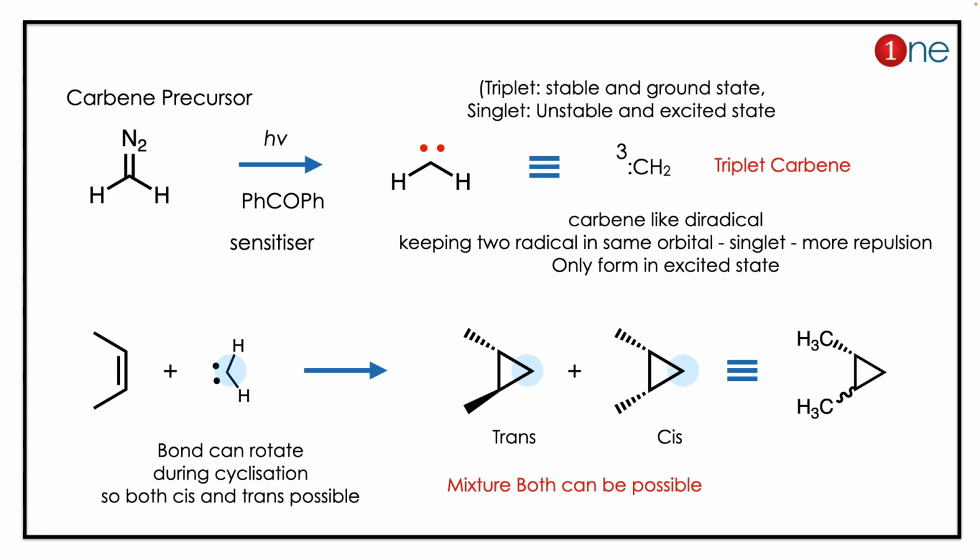Then the carbene reacts with the alkene. You have cis and trans products. You will observe a mixture of both. The concept you have to learn here is that when shining light on diazomethane, you get triplet carbene.